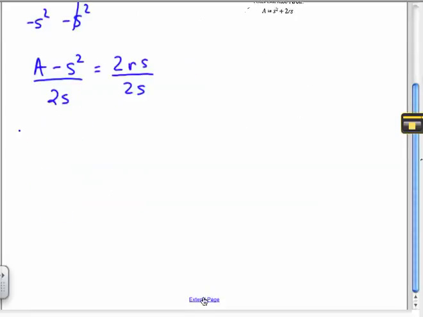So now my final answer is going to be a minus s squared over 2s is equal to, that cancels and that cancels. I'm left with r. Okay? Because I need to get rid of both the 2 and the s. And they're being multiplied by the r, so to get rid of them I just divide by the r.